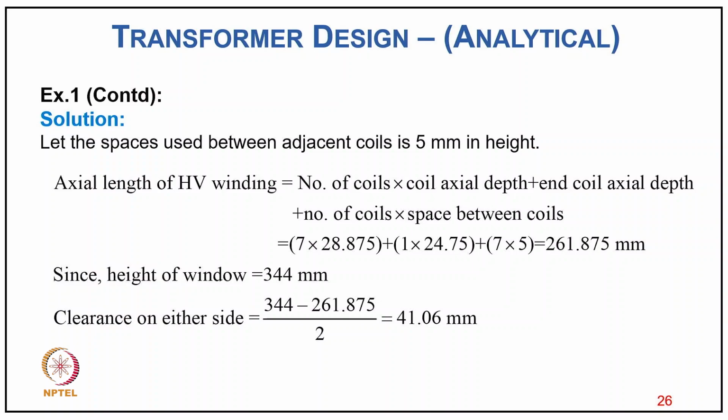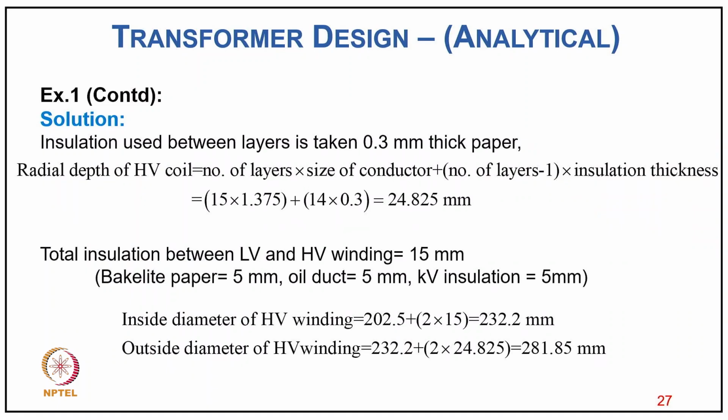So axial length of HV winding is number of coils into coil depth plus end coil axial depth plus number of coils into space between the coils. Putting value, it comes like 261.875 millimeter, and since the height of window is 344 millimeter, so clearance on either side, putting value, 344 minus 261.875 divided by 2, that is 41.06 millimeter.